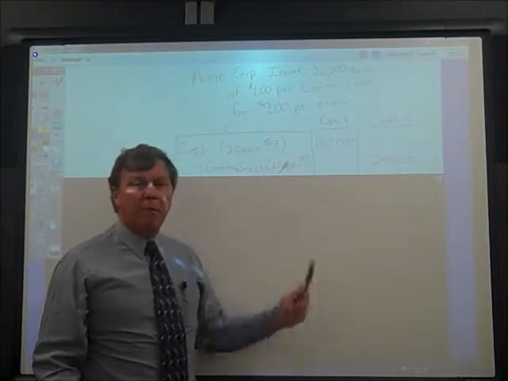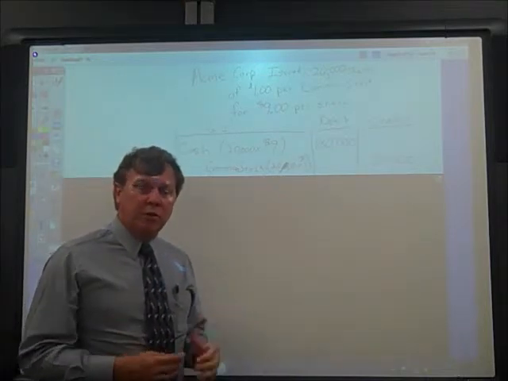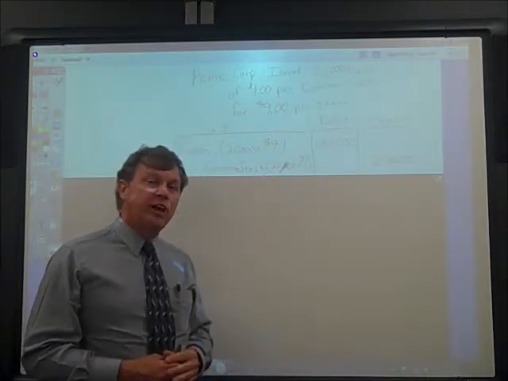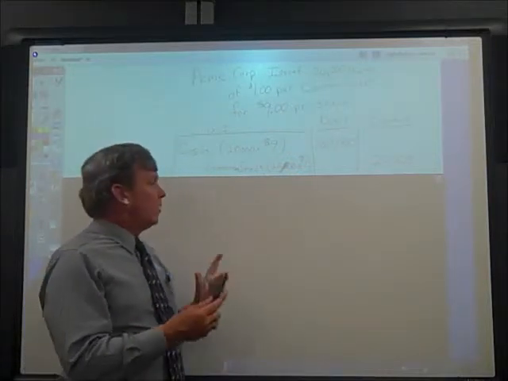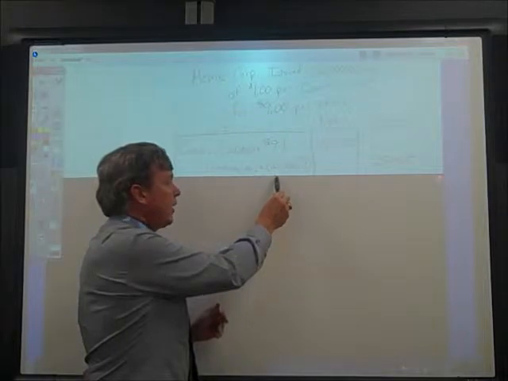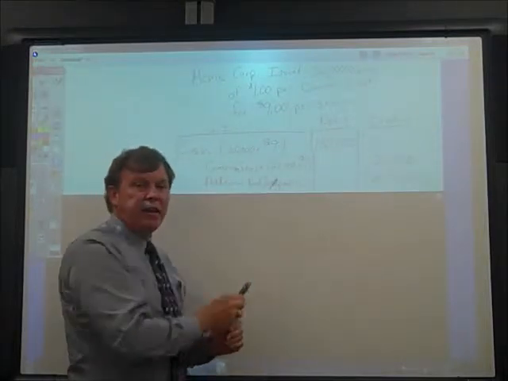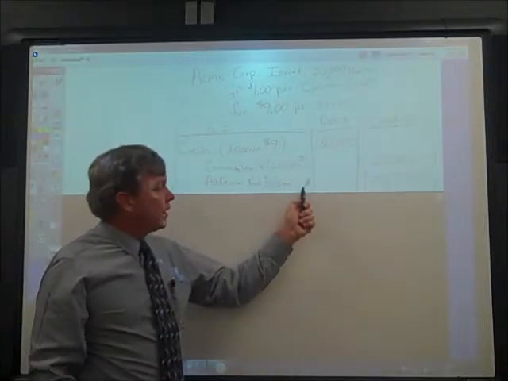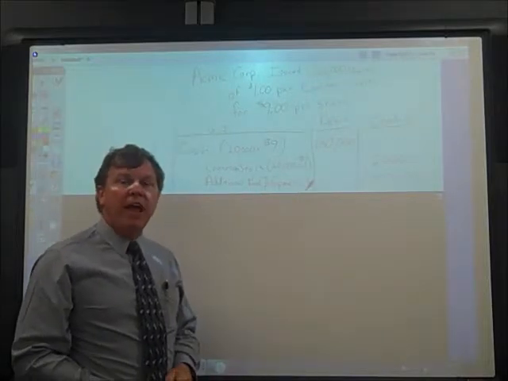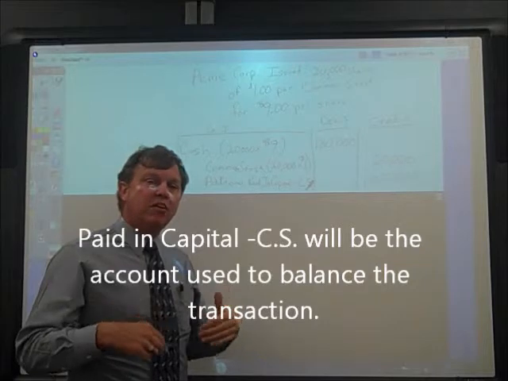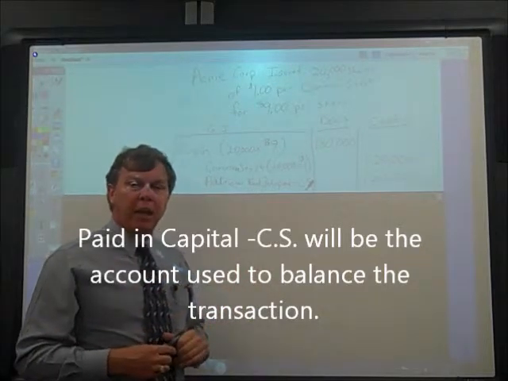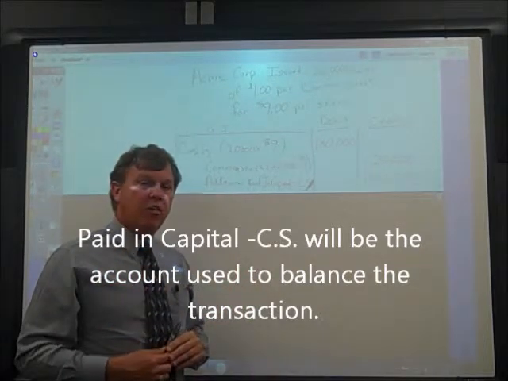Well, we have a problem at this point. Our debits don't equal our credits. We have a $180,000 debit. We only have a $20,000 credit. So we have this new account called Additional Paid-in Capital, common stock, and this represents kind of the plug number, or the additional amount that people were willing to pay above the par value for that stock.